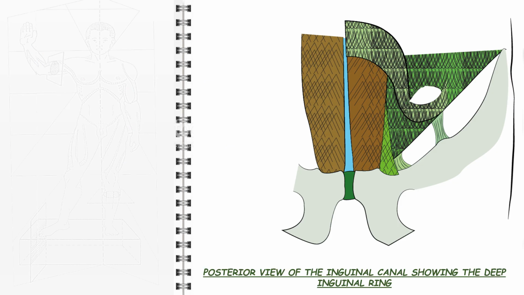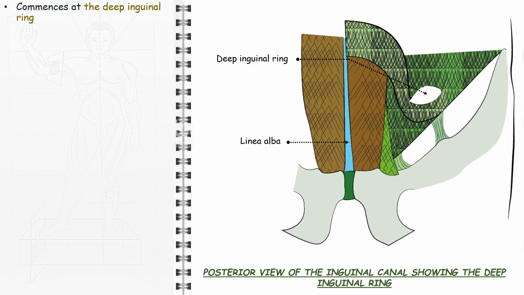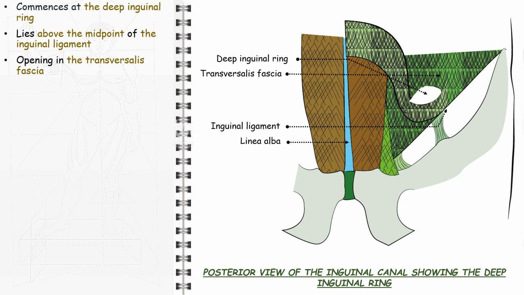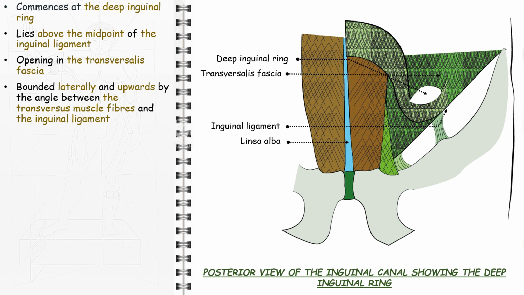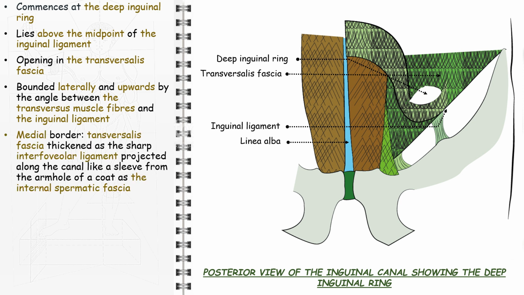The inguinal canal commences at the deep inguinal ring. The latter lies above the midpoint of the inguinal ligament and is subcutaneous. Structurally, it is an opening in the transversalis fascia that rounds upwards. The deep inguinal ring is triangular, bounded laterally and upwards by the angle between the transversus muscle fibers and the inguinal ligament, and medially by the transversalis fascia, thickened as the sharp interfoveolar ligament containing the inferior epigastric vessels, and projected along the canal like a sleeve from the armhole of a coat as the internal spermatic fascia.